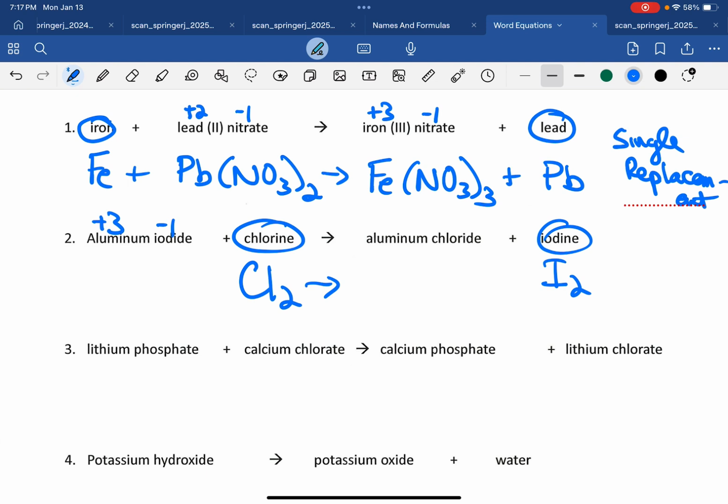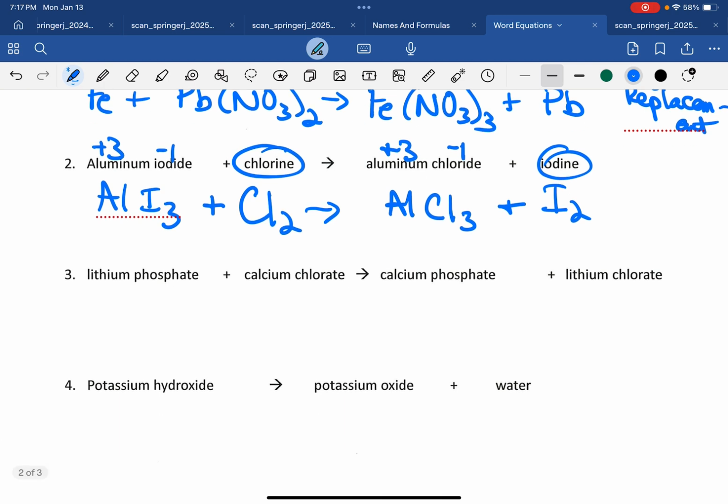Iodide is a -1 charge when it's in a compound like this. So it'll be AlI3. And the aluminum chloride, aluminum still is +3. Chlorine is -1, or chloride, I guess. So AlCl3. And that's the end of that one. Oh, that was single replacement also.